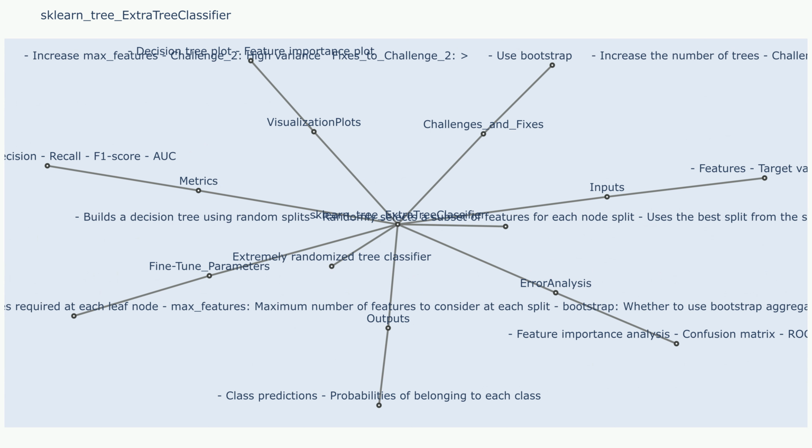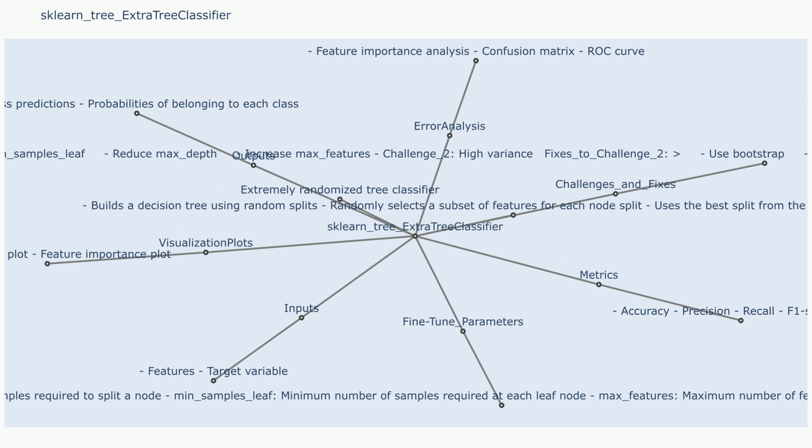Prediction: to make a prediction for a new data point, the model passes it through all the decision trees. The output of each tree is the predicted class label. The final prediction is determined by the majority vote, the most common class label among the trees.